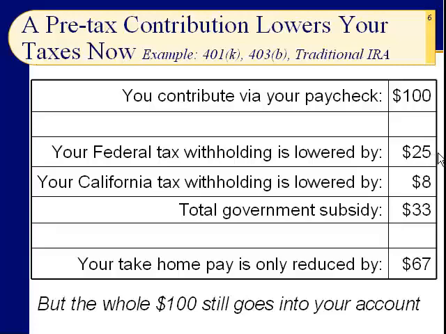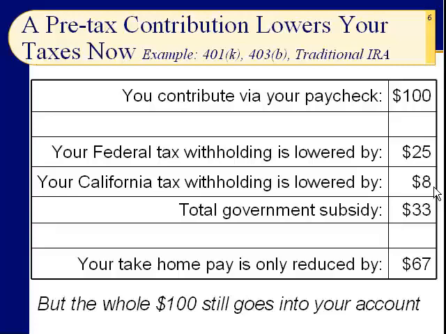So let's say you're in a 25% tax bracket. That means that your take-home pay will not be reduced by that additional $25. You put in $100, and your take-home pay is only reduced by $25 from the feds, and now the tax breaks for the state of California don't match.